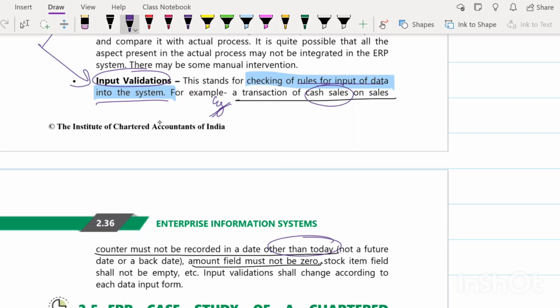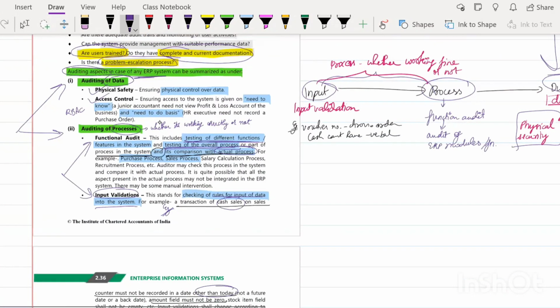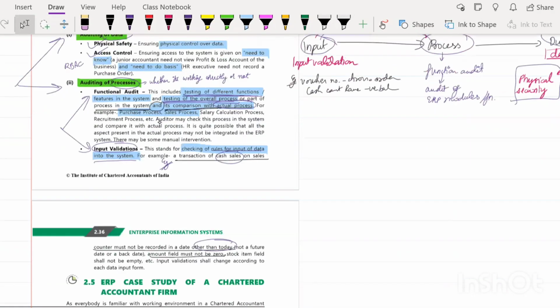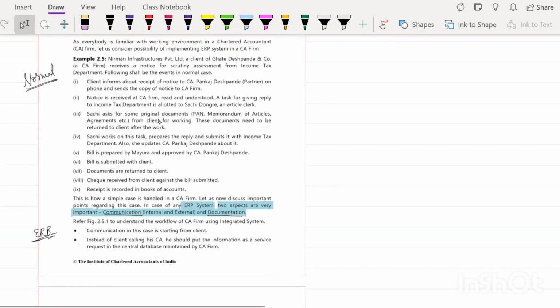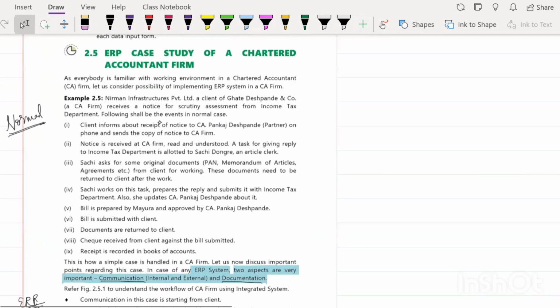However much the value of cash sales was made, that must be the amount that you are giving as input. So these kinds of input validations you also have to see. These are the auditing aspects that you have to remember in the case of ERP. Okay, so I hope the topic is clear to you all.